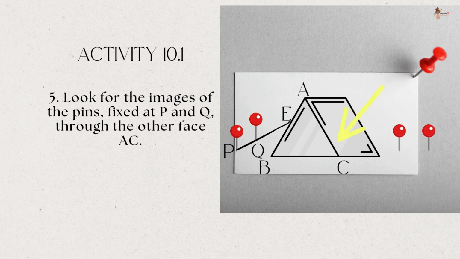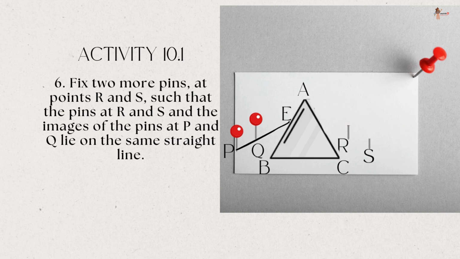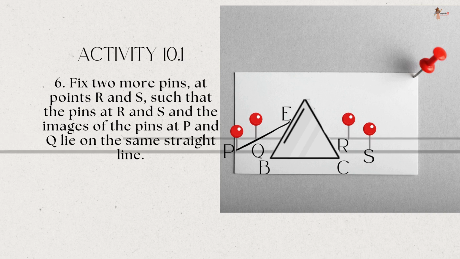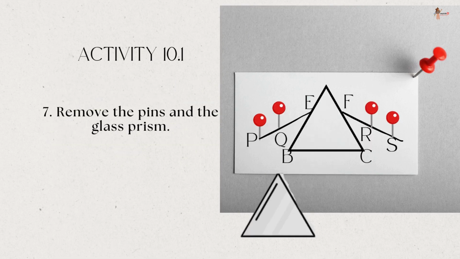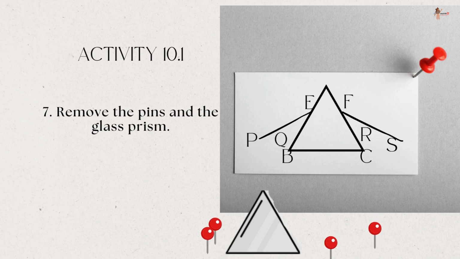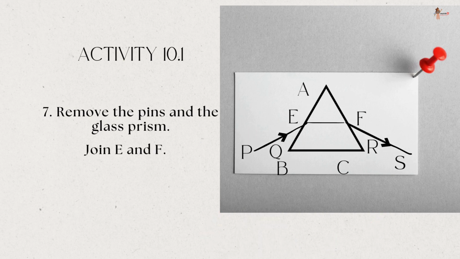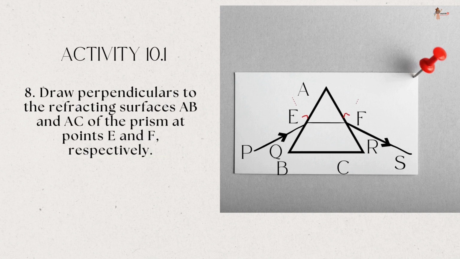Fix two more pins at the points R and S, such that the pins at R and S and the images of the pins at P and Q lie on the same straight line. Join and produce the points R and S. Let this line meet the boundary of the prism at F. Now remove the pins and the glass prism. Join E and F.